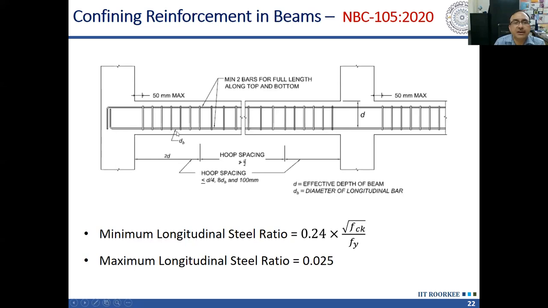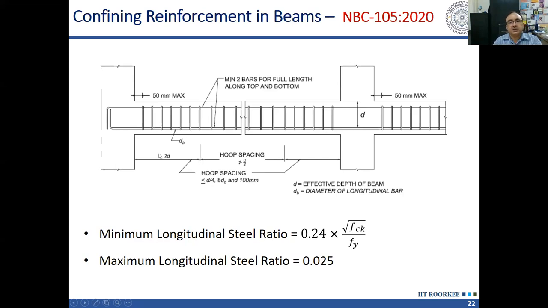Suppose you are using 10 millimeter longitudinal bar. Okay, 10 millimeter is a much smaller bar for a beam. Generally, we do not use it. But suppose I take the example of a 10 millimeter bar, then the maximum spacing can be 80 millimeter, not more than that. And it should not be more than 100 millimeter in any case. So that is there. And it is to be provided in this length 2D.